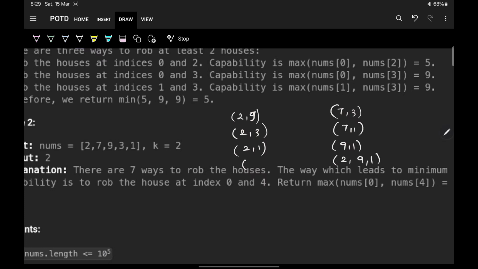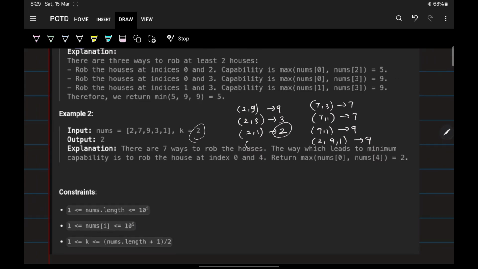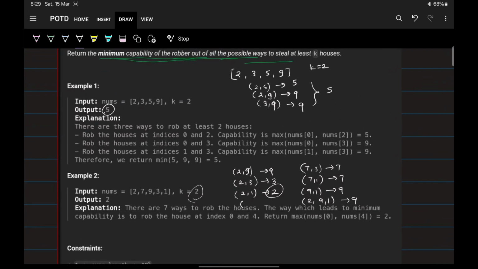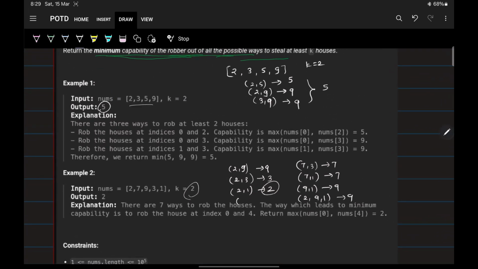So at least k, he can rob exactly k, but he can also rob more. What is the capability from here? 9. From here, 3. From here 2, from here 7, from here 7, from here 9, and from here again 9. And we have to return the minimum of these. The minimum is 2 only. So this is what we have to solve. Let's try to understand this problem with the example 2, 3, 5, 9. I will try to explain with that only.